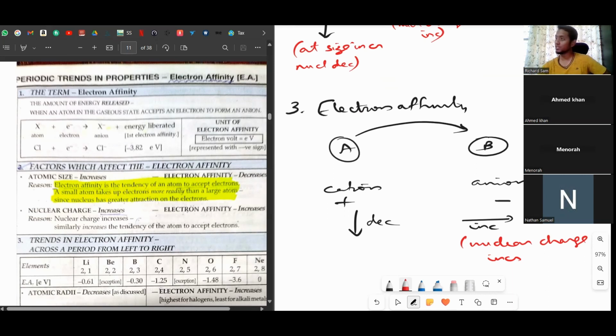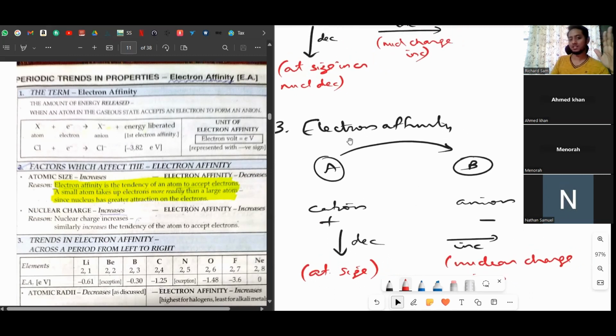As you go down the group, what reason will you give? You will talk about atomic size. Atomic size increases. Okay, so the effective nuclear charge between the center and the outermost electron decreases, lesser force of attraction, and because of that, electron affinity also decreases. Okay, so it's easy to memorize the trends.